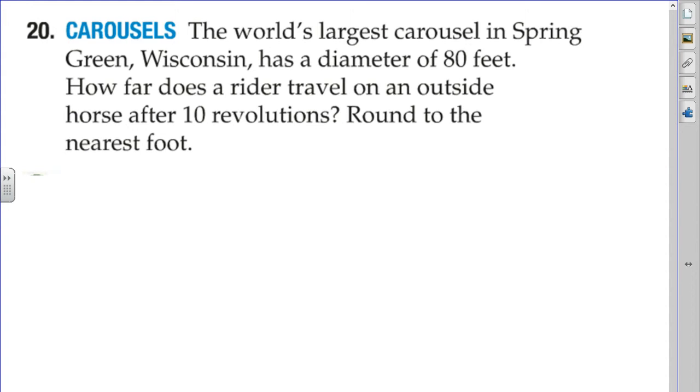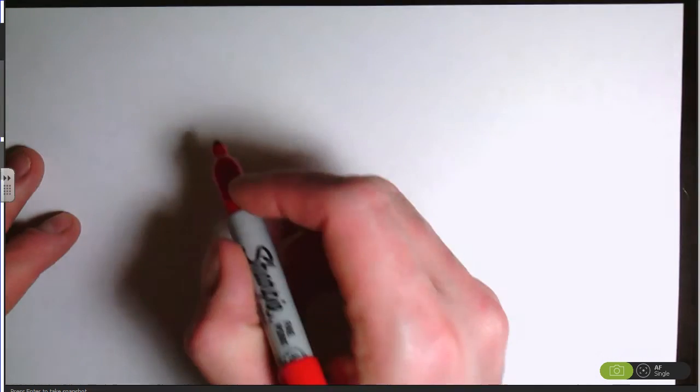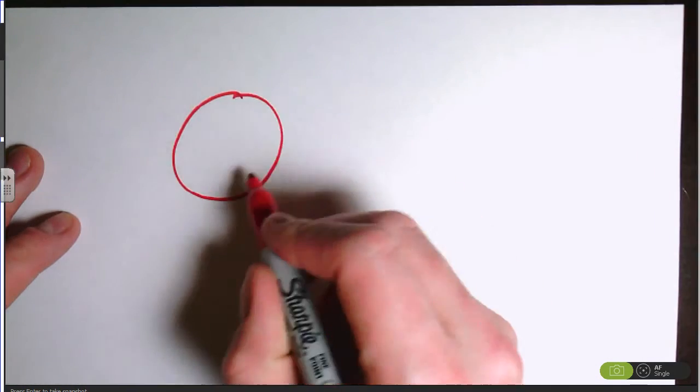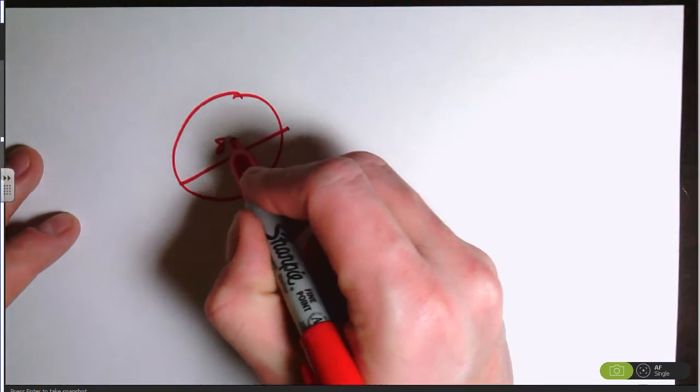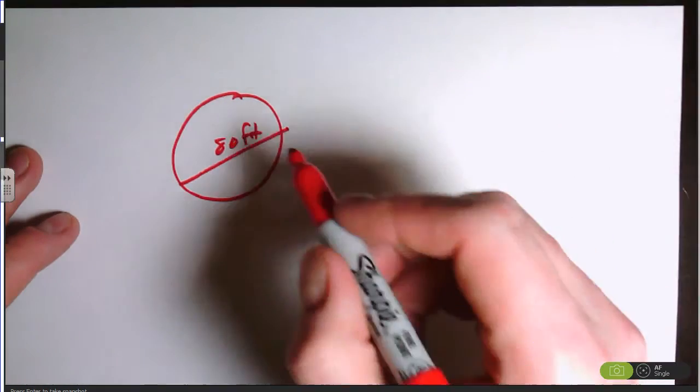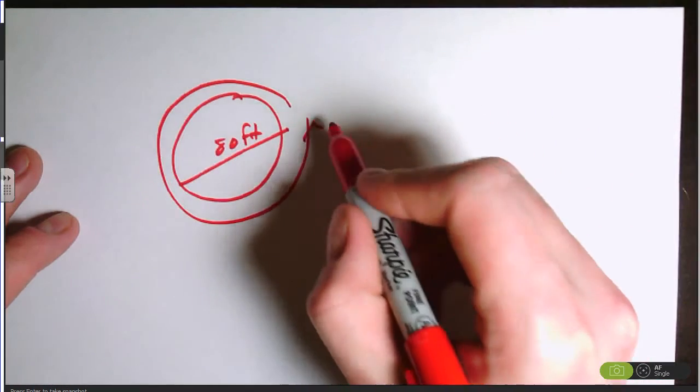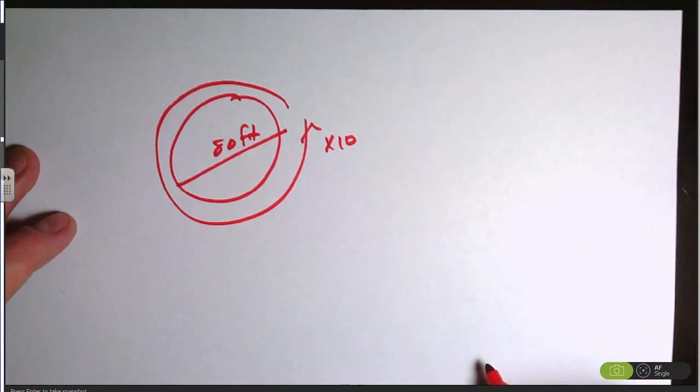Okay. And then the last one for this section, I picked this problem because my wife used to work at a carousel actually. The world's largest carousel in Spring Green, Wisconsin has a diameter of 80 feet. How far does a rider travel on an outside horse after 10 revolutions? Okay, so here's the deal. Again, we're talking about a circle. The diameter is 80 feet. But our question is, how far have we traveled if we went around 10 times?